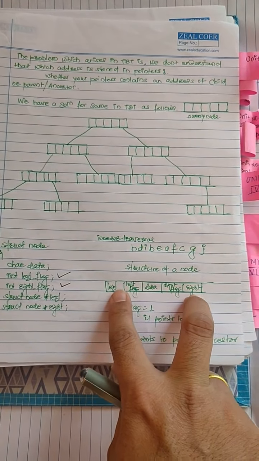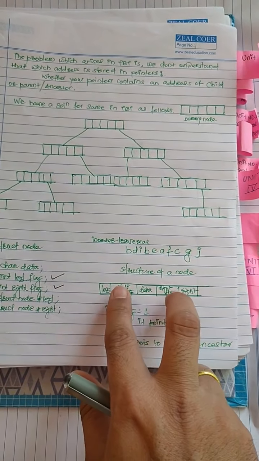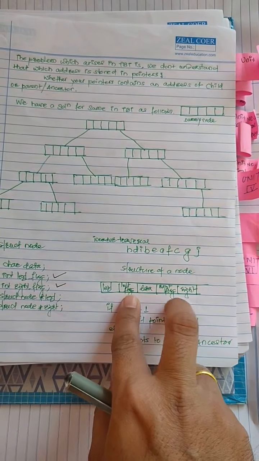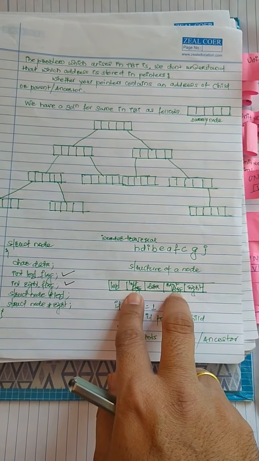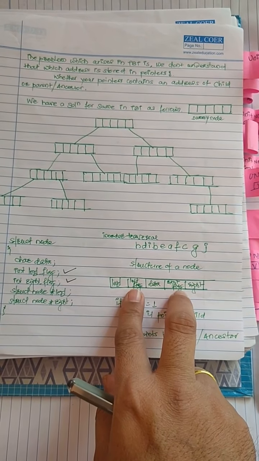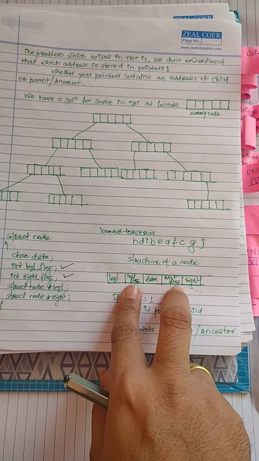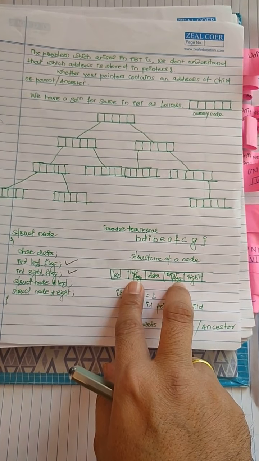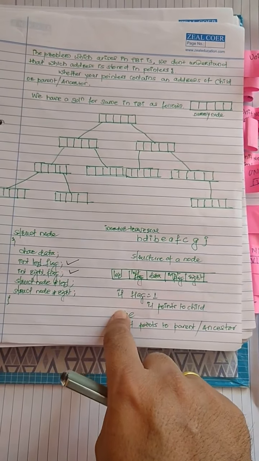So these 2 pointers are pointing either to the left child or to the right child of yours. Then the 2 new things we have included are the left flag and the right flag. Now what is the use of this left flag and right flag? Left flag and right flag will tell you whether the address stored by your pointer, that is the left pointer or right pointer, is an address of a child or an address of a parent or ancestor.